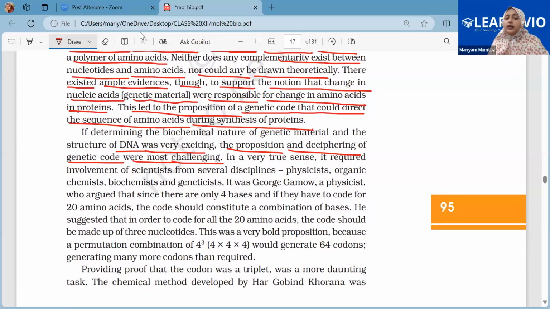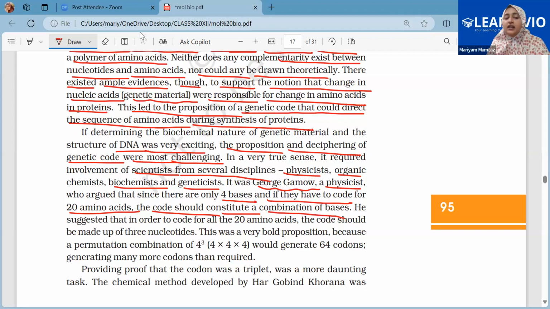Deciphering means decoding it. In a very true sense, it required involvement of scientists from several disciplines, such as the physicists, organic chemists, the biochemists, and the geneticists. It was George Gamow, who was a physicist, who argued that since there are only 4 bases, and if they have to code for 20 amino acids, the code should constitute a combination of those bases only.